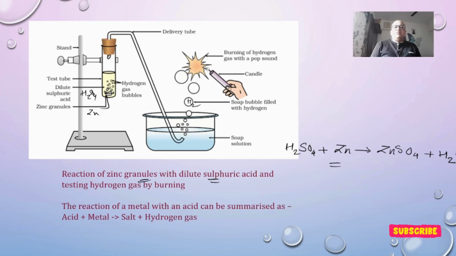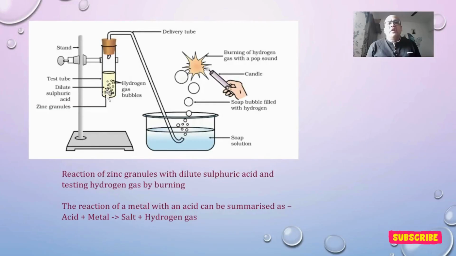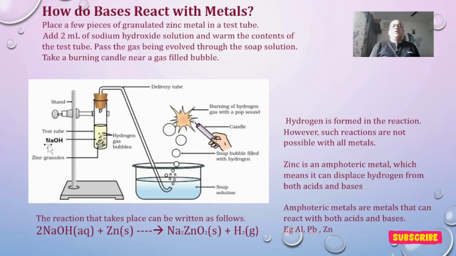So the general reaction is what? Acid reacts with metal to give me metal salt and hydrogen. So we have seen here how the metal reacts with acid to give salt and hydrogen gas. Now let us see what the reactions of bases with metal are.